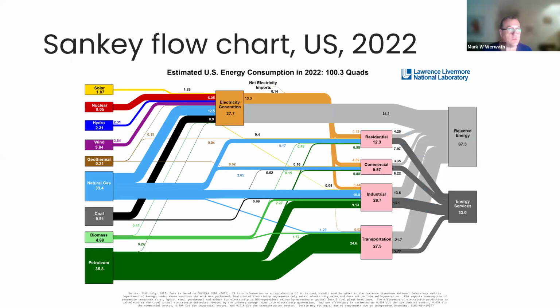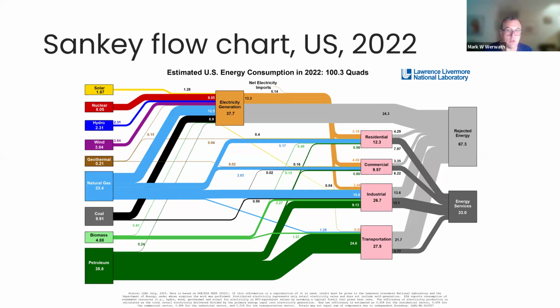Here's a Sankey flowchart for 2022. And you can see here that the percentage rejected energy on the far right gray zone here is literally 67.3%. 33% is energy services, right? What are those services? Working backwards, obviously residential, commercial, industrial, and transportation. You can see the relative amounts. There's quite a bit that is transportation related.